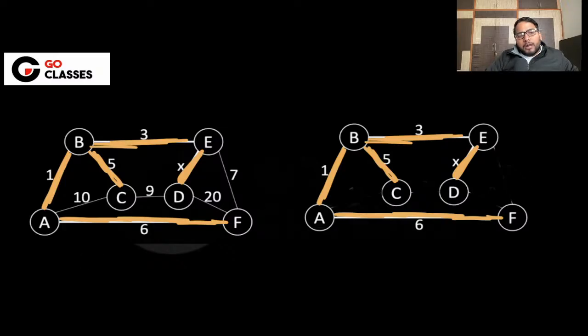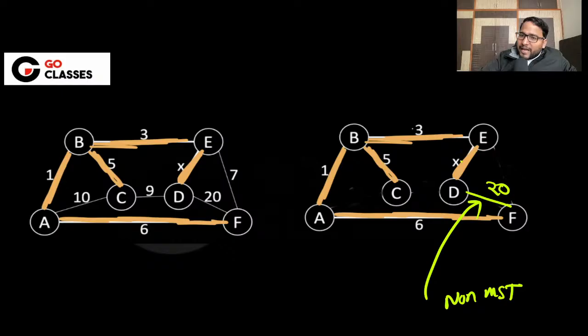Now you do one thing: you keep on plugging in values. You bring one non-MST edge here. Let's suppose you bring this 20. Tell me, everyone, is this 20 forming a cycle with X? See, this is a non-MST edge, and everything else is part of the MST. Is this 20 forming a cycle with X?